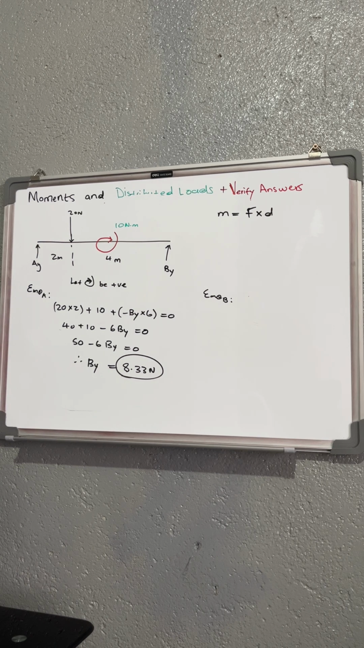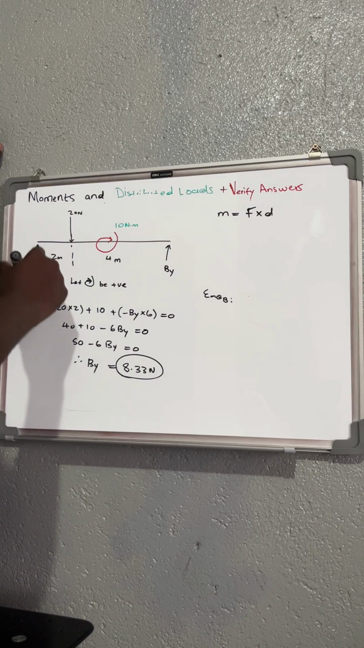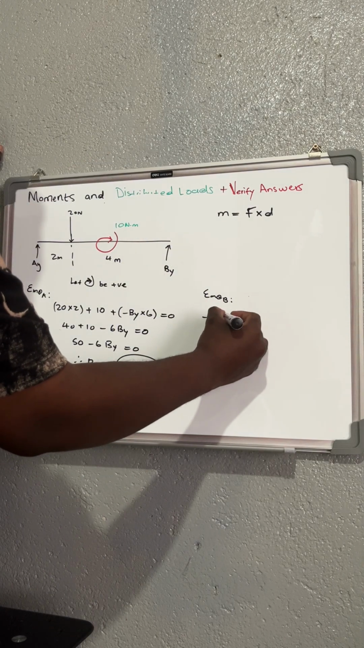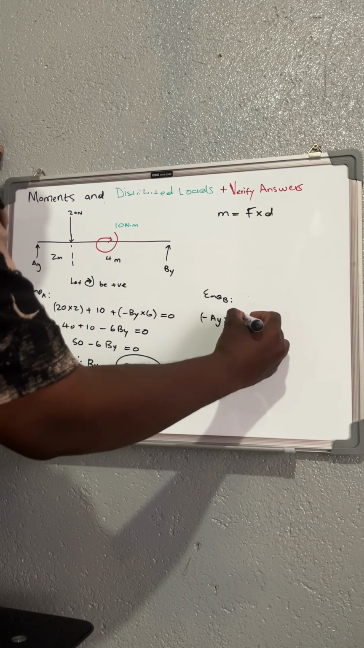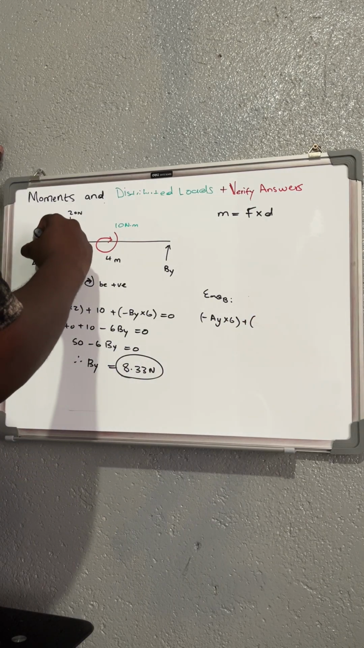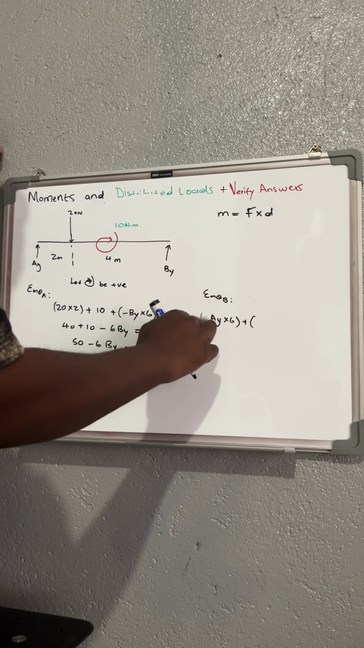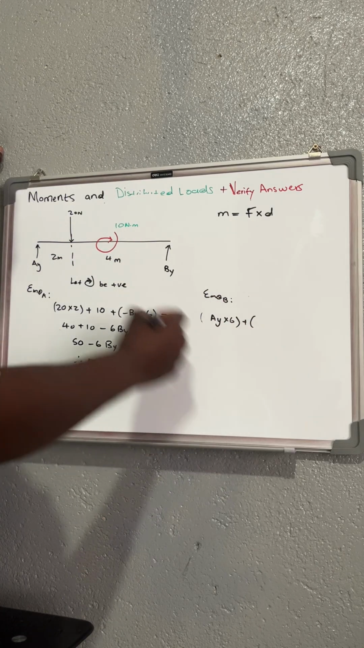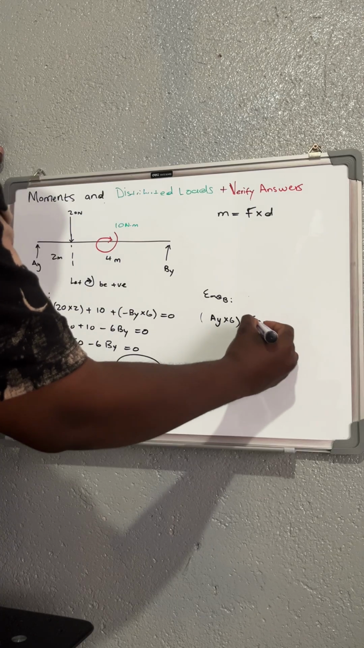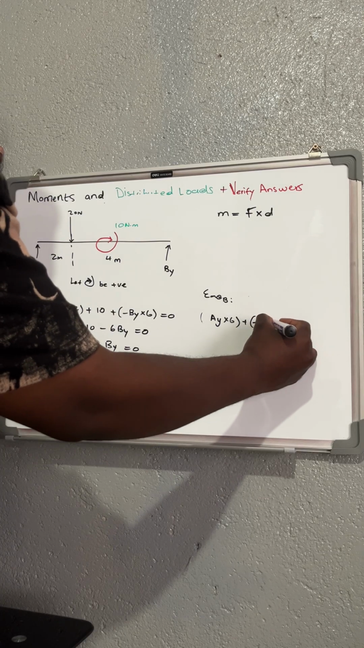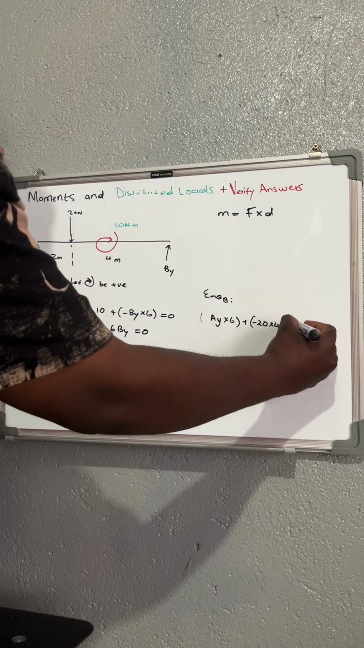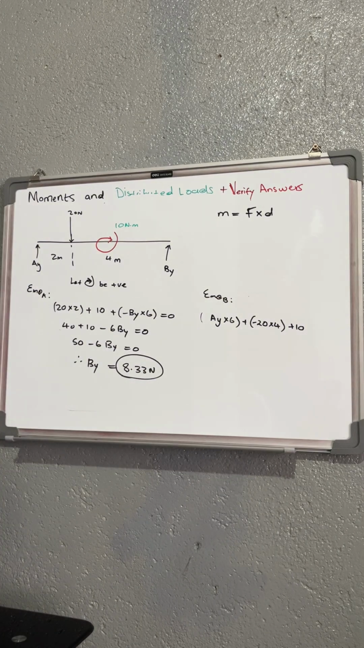We're going to say at B, we have our AY, we will have minus AY by 6 plus into... it won't be minus, I made a mistake. This is clockwise, so it's positive. Plus we have 20 acting on this side, it's going to be minus 20 by 4, then we have plus 10.